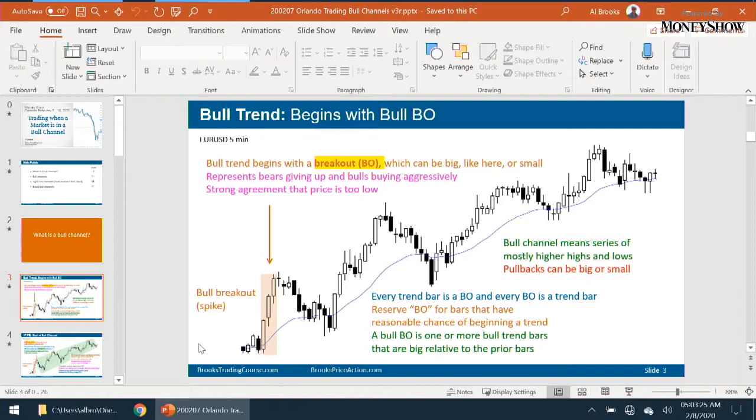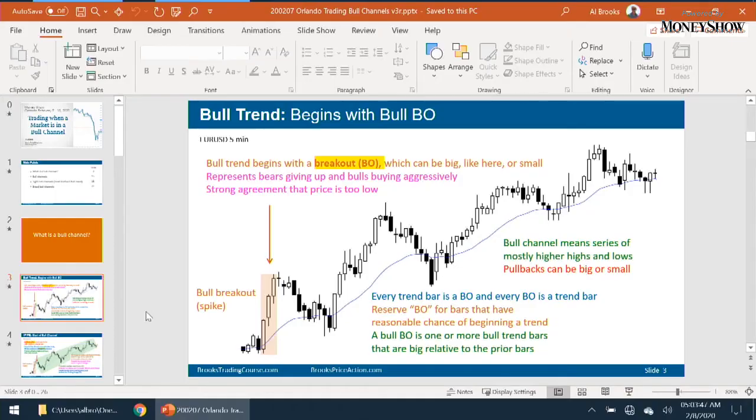It's a consensus, it's an agreement that the market is about to begin a trend. And the bears are giving up and the bulls are getting aggressive. And at some point you get a pullback. Once you get a pullback, the market is transitioning from a very strong bull trend, a bull breakout, into a channel.